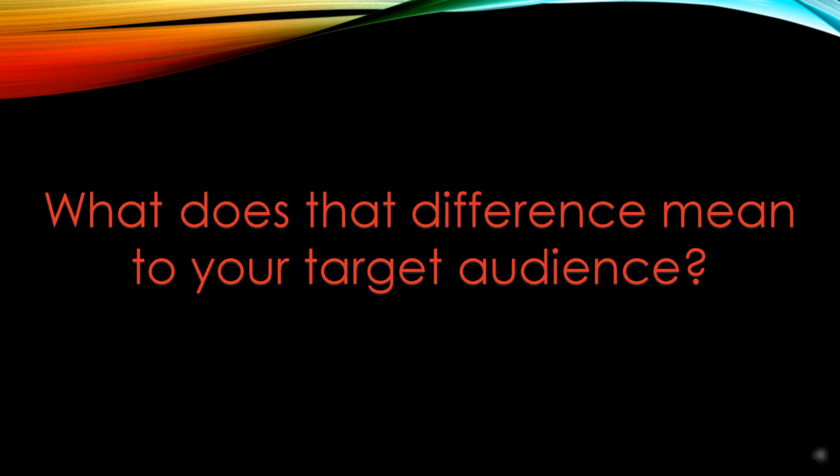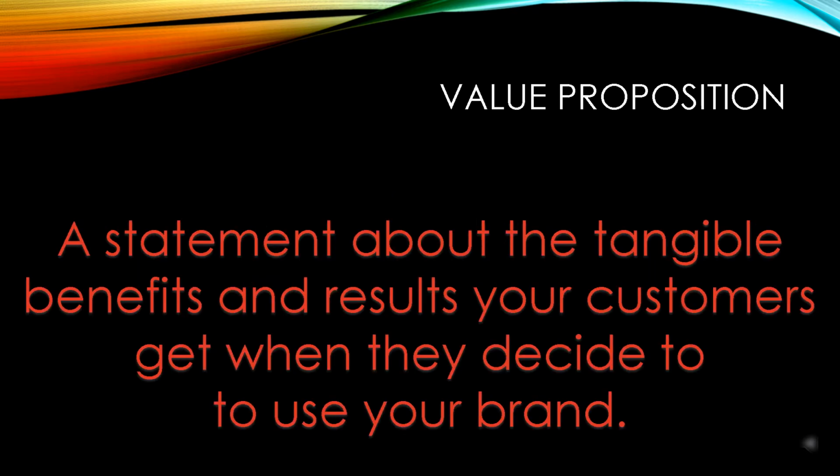Now that you have answered these questions, you can create the last thing for this course, the positioning strategy and statement. You will use information gathered for your brand positioning, so that includes audience information, competitor information, and your differentiator information to complete your positioning strategy. To do this, you're going to first write down your value proposition. This is a statement about the tangible benefits and results your customers get when they decide to use your brand, whether it be a product or a service.